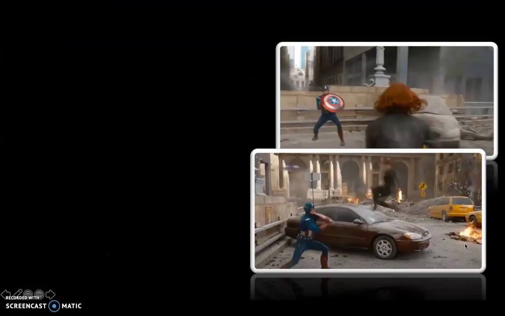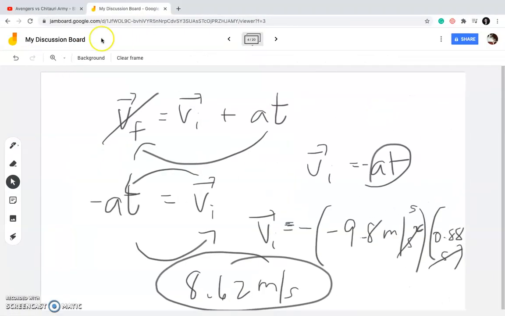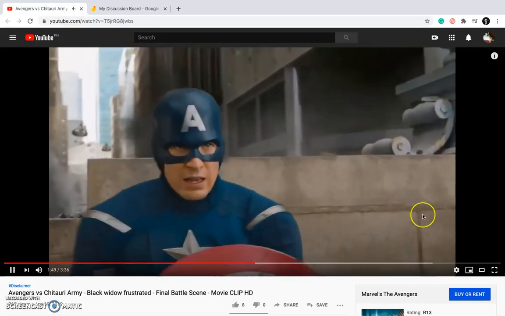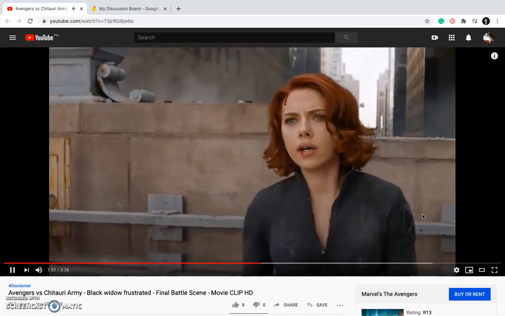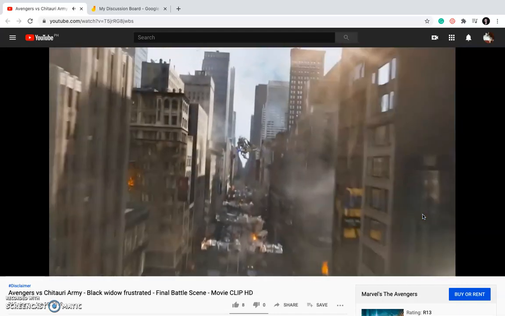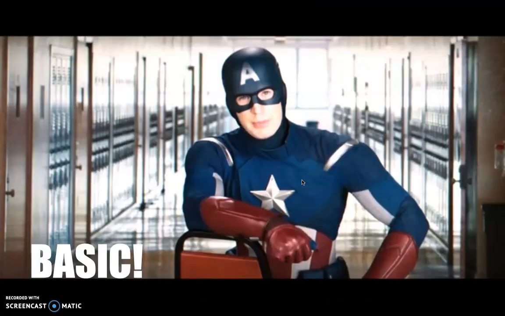Now let's look at this. So it's 8.62 meters per second. Why is it positive? Because it's an upward velocity, right? That's actually pretty low, because if you rewatch the particular clip, it looked effortless for Captain America. It's like he only designed or plotted out his push or propel such that Black Widow gets to reach the Chitauri army space. So going forward, it's basic for Captain America. That's pretty low. It's an average value.